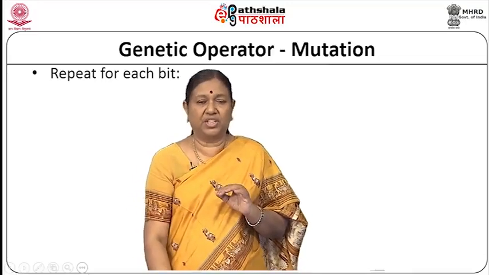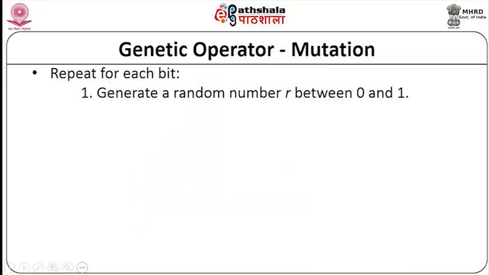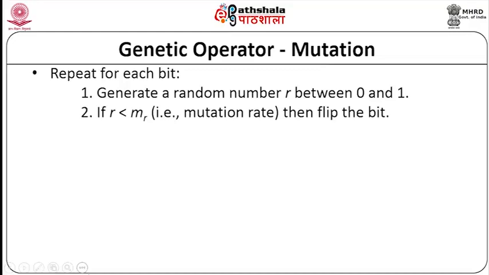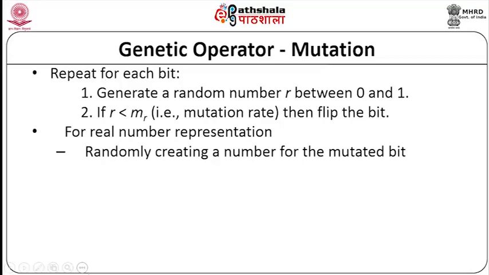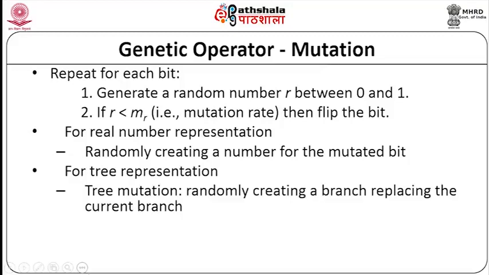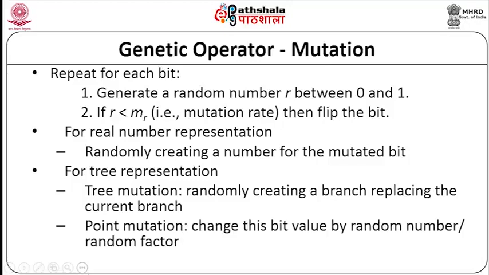Next comes mutation. Mutation is: for each bit, generate a random number r between 0 and 1. If r is less than the mutation rate, then flip the bit. Otherwise you flip, if it is 1 make it 0, 0 make it 1. In real number representation, just randomly create a mutated bit. For tree, the tree mutation, randomly create a branch replacing the current branch. So, those are the different methods in which mutation is done.